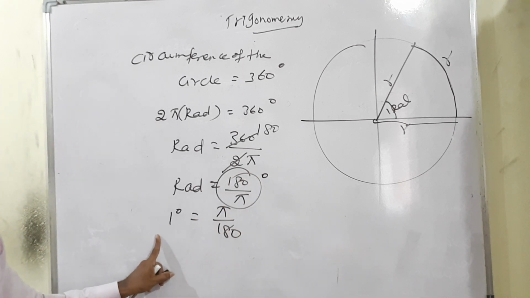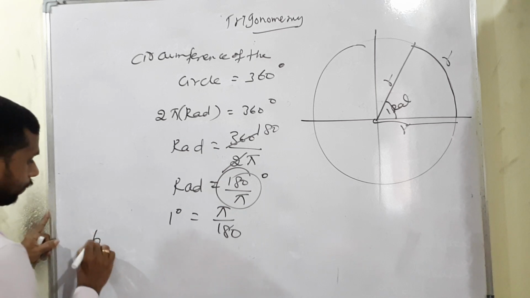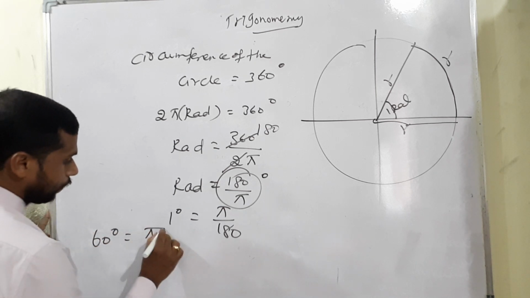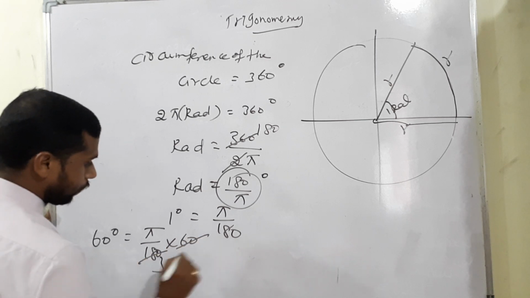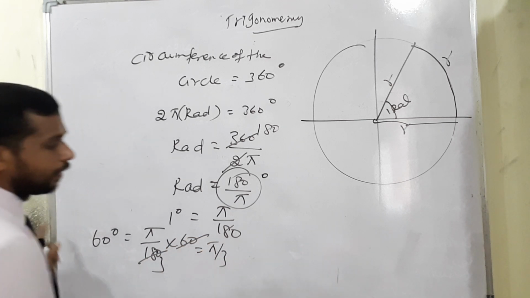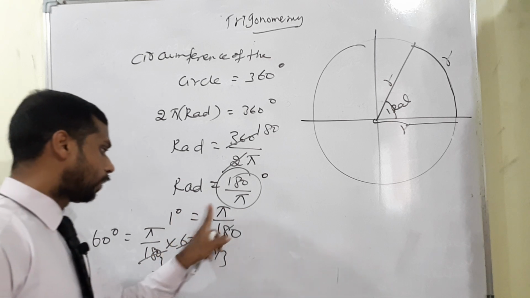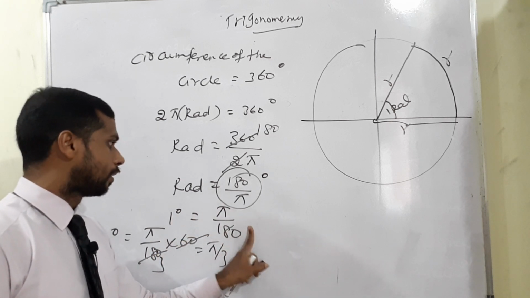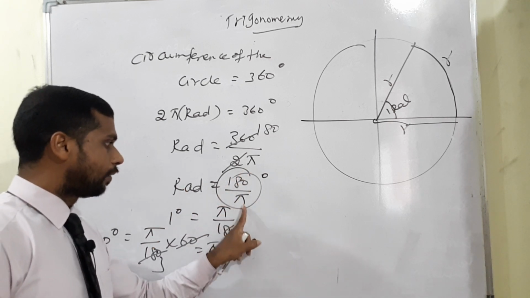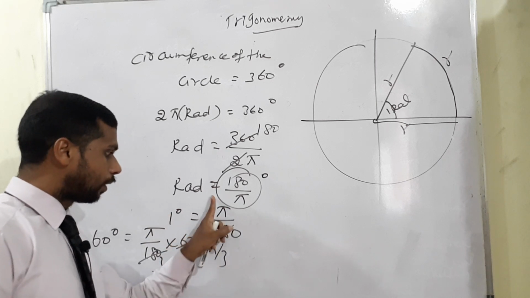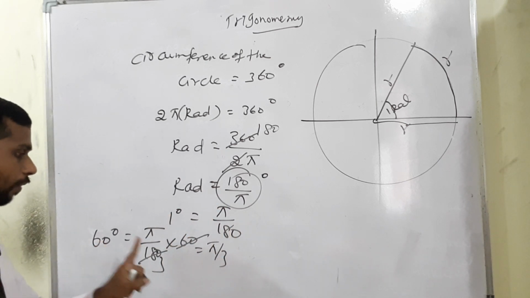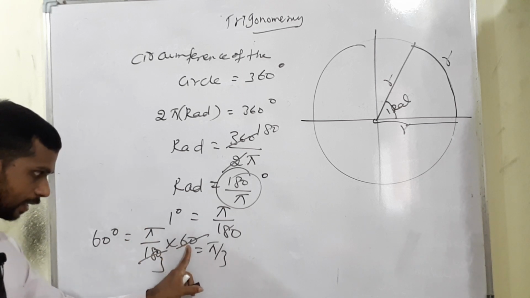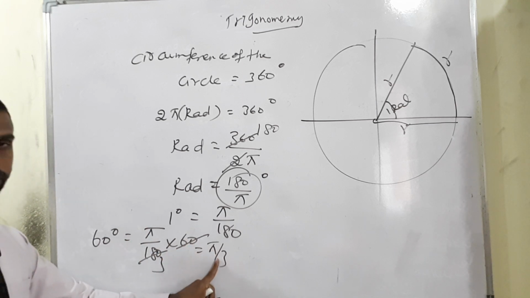Therefore how to find 60 degrees? 60 degrees will be equal to pi by 180 into 60, which gives 3, so 60 degrees is equal to pi by 3 radians. Therefore 1 degree is equal to pi by 180 radians, and 1 radian is equal to 180 divided by pi. How to convert 60 degrees to radians? Pi by 180 times 60, the 60s cancel, giving pi by 3 radians.